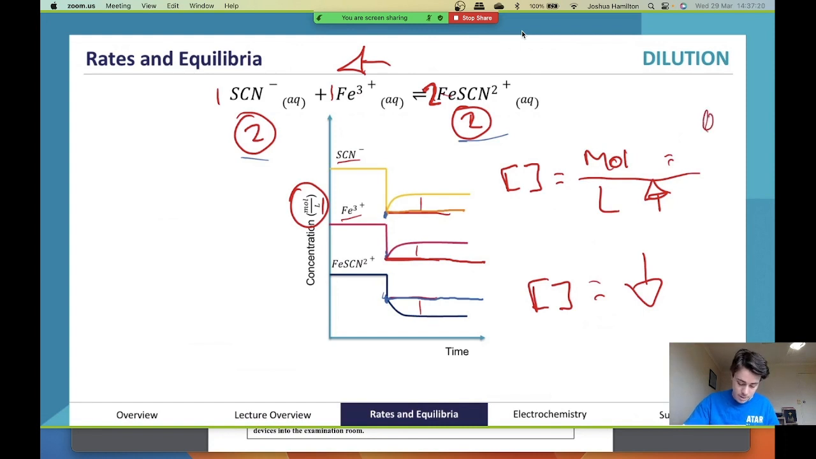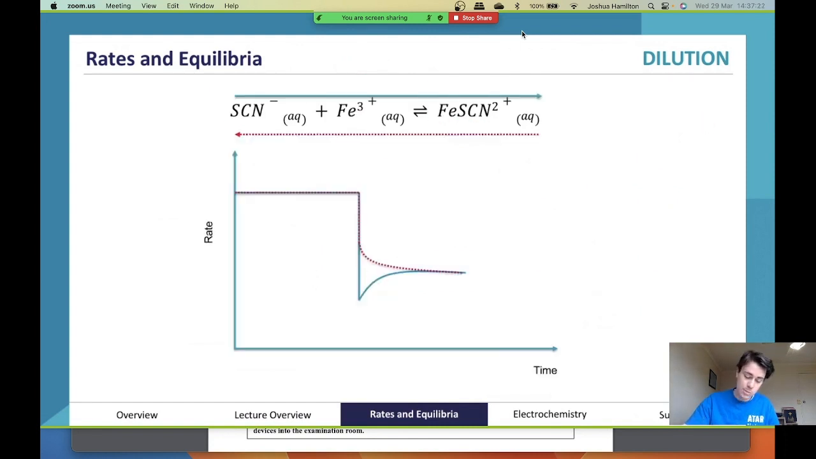And again, for our dilution with our rate, it goes down, it goes the opposite. And then, as you can see here, we wanted to increase our SCN and Fe3+. So this one stayed higher initially, and this one reduced initially because we didn't want as much FeSCN2+.